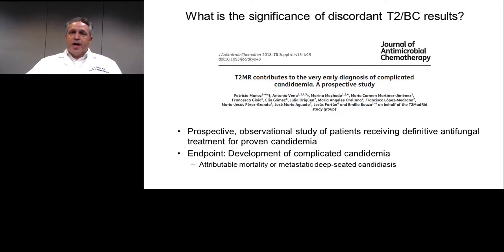And data are now emerging to get at the biological and clinical significance of these findings. So the first study I'll cite was published recently in the Journal of Antimicrobial Chemotherapy. This was by Patricia Munoz and a consortium out of Madrid, several hospitals there who've used T2Candida in a couple of novel ways. So the first study they did was a prospective observational study of patients who were receiving definitive antifungal therapy because they had a positive blood culture and therefore had positive proven candidemia.